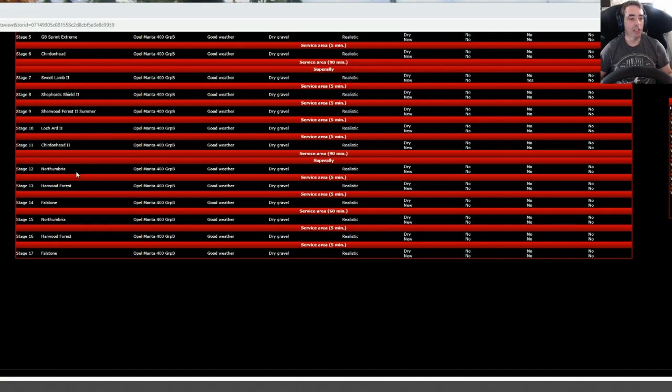Then we've got, I think it's 3 stages. Northumbria, Harwood Forest, Folkestone, a 60 minute service, Northumbria, Harwood Forest. I was meant to have one of the other stages on there, but I think the textures are a bit funky. So I just left it out just to be on the safe side.